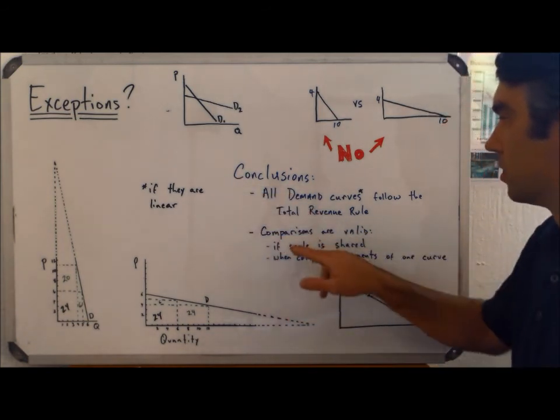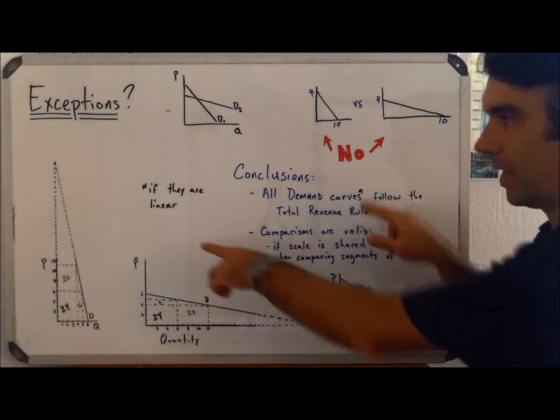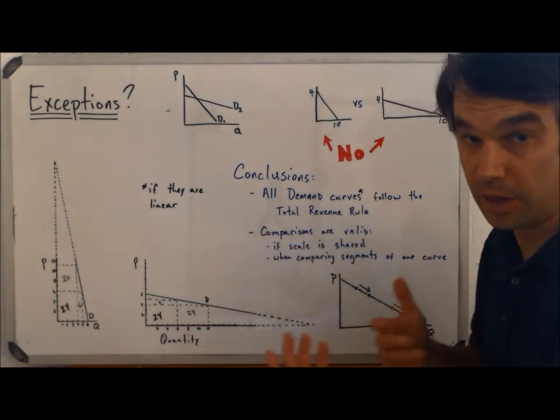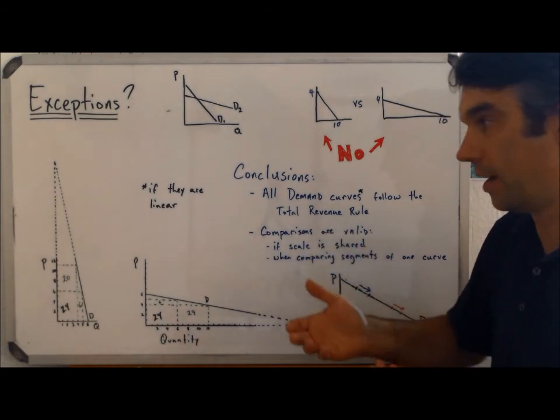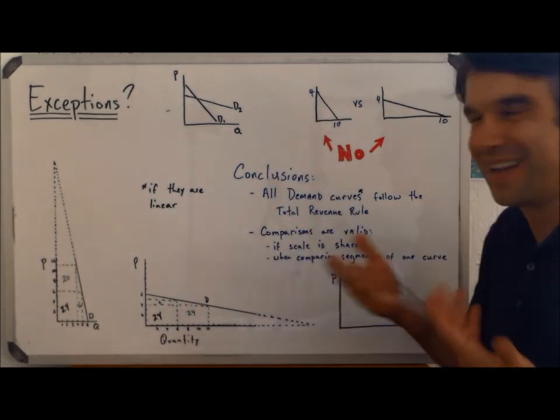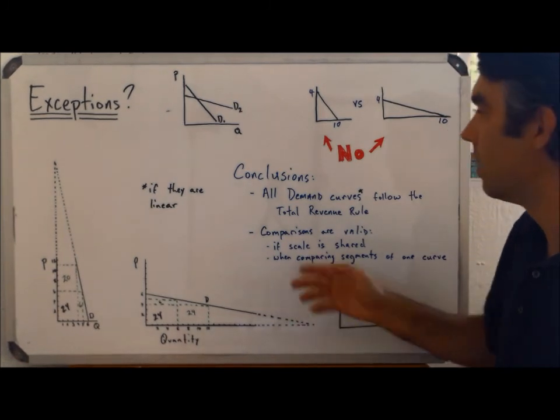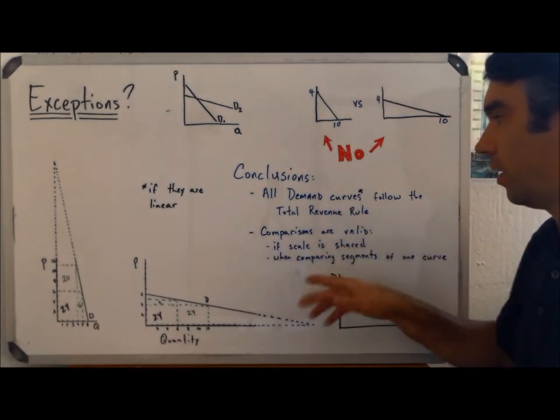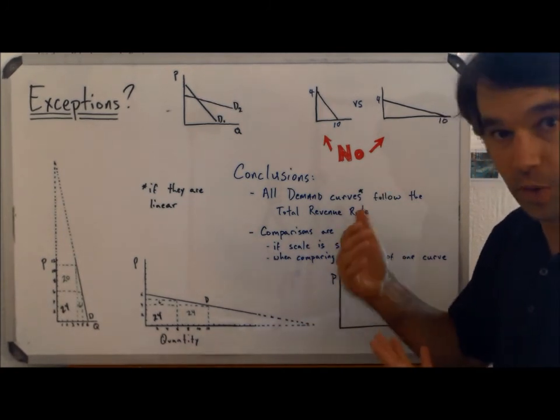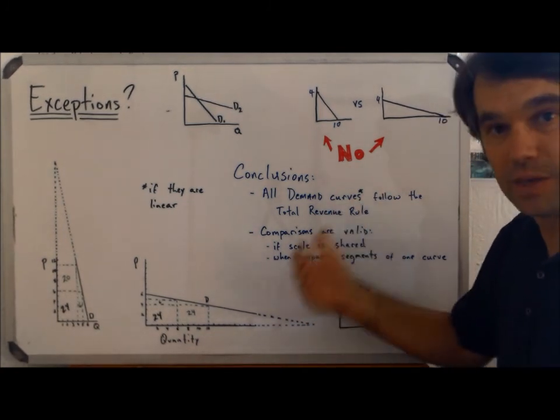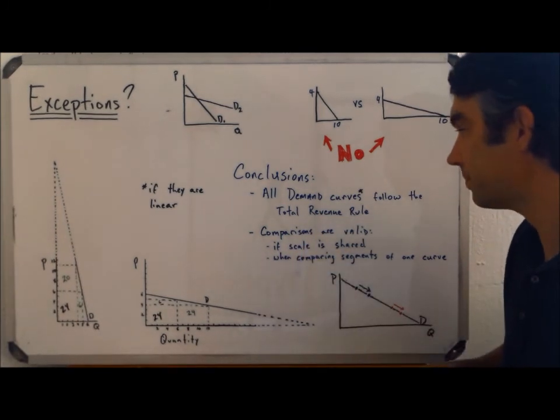Okay, so some conclusions. All demand curves, and by the way, in IB we only look at linear demand curves. In more advanced economics, they do look at demand curves that are curved, and then that's not going to hold true. But all linear demand curves do follow the total revenue rule that we've created. The rule, again: total revenue is maximized at the middle point of the demand curve.